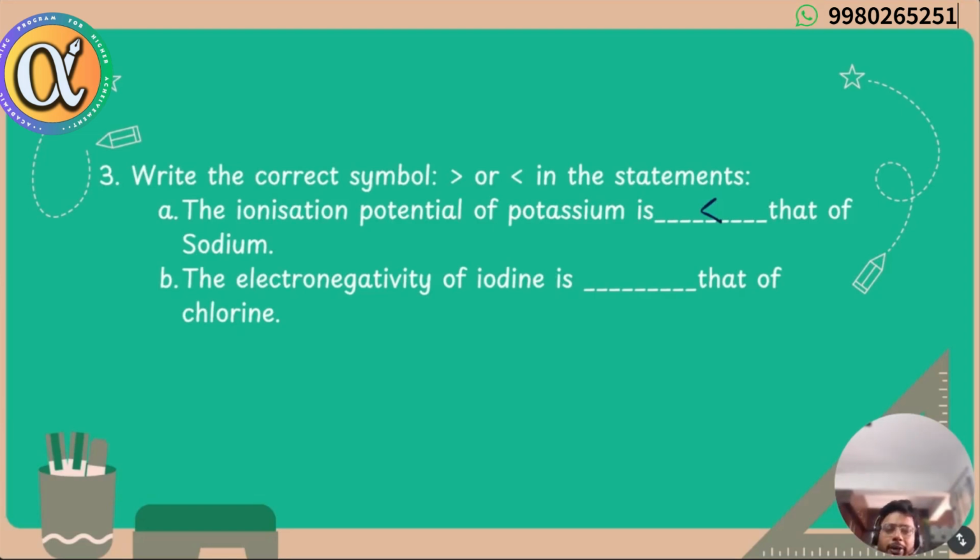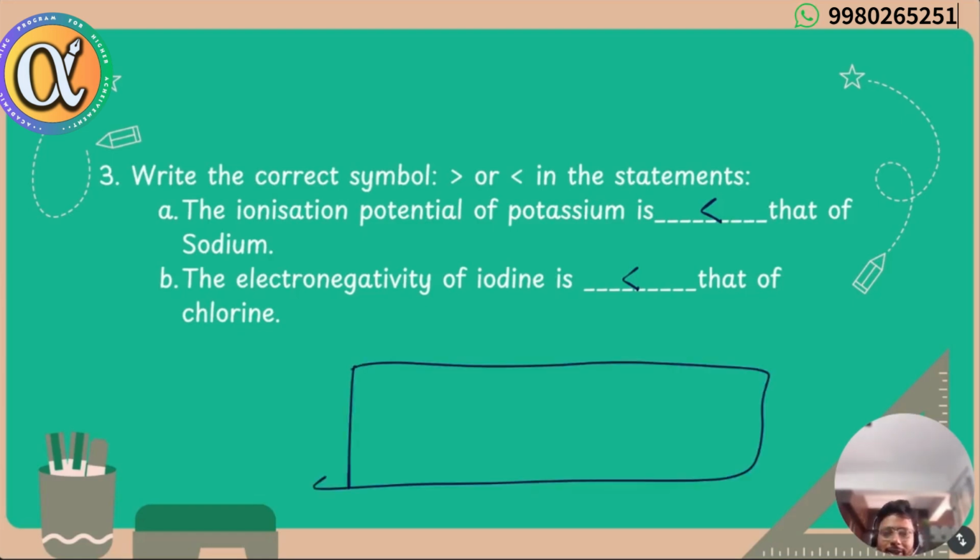The electronegativity of iodine is less than that of chlorine, because down the group it decreases. Chlorine is the most electronegative element. Always remember in the periodic table, the highest are in this corner and the least are in this corner. So chlorine, bromine, iodine: it decreases down the group.